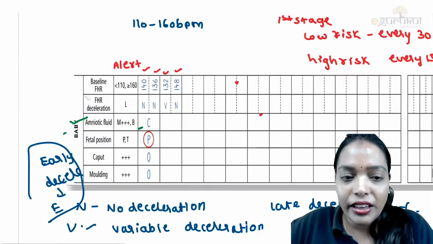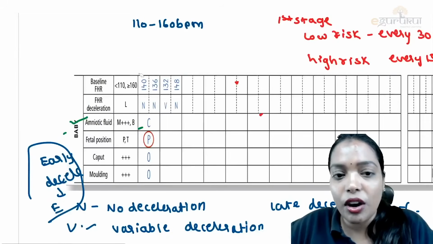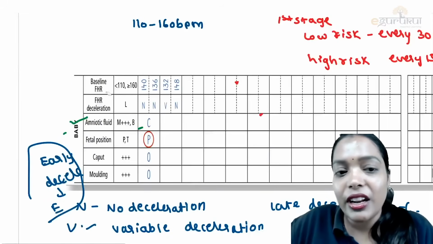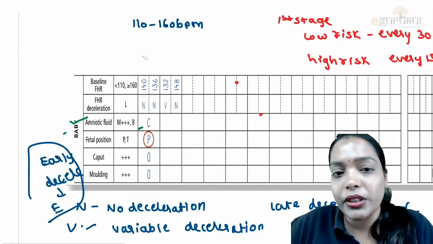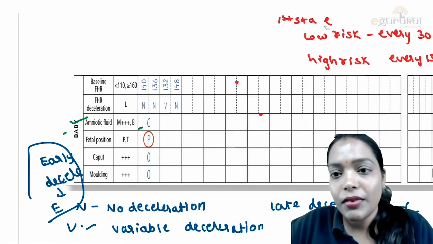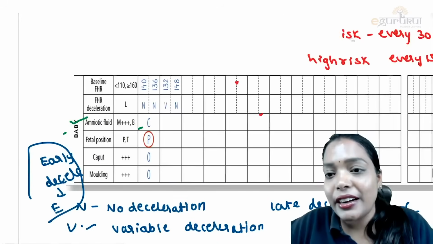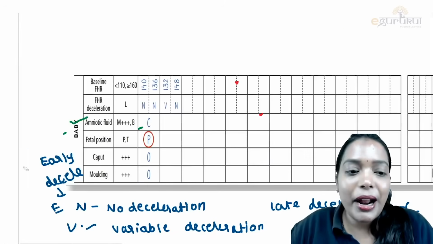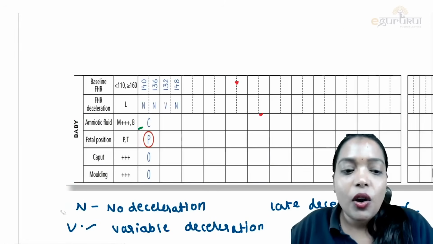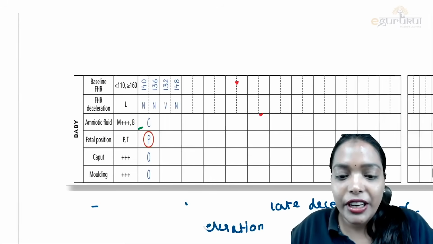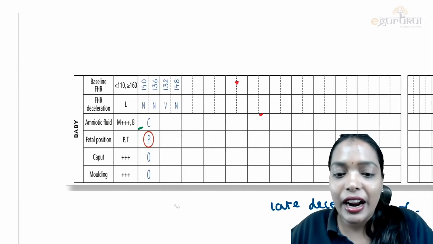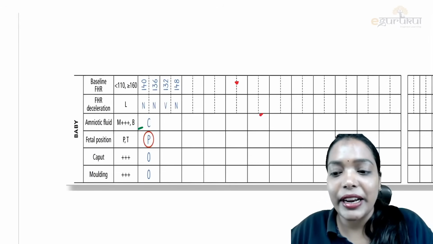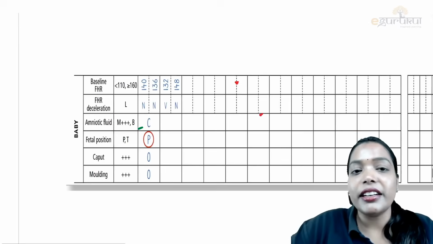I hope you all understood the alerts of baseline fetal heart rate. Alert is less than 110 and more than 160. Whereas fetal heart rate deceleration alert is whenever we have a late deceleration. Apart from that, if we have no deceleration or if we have variable deceleration or if we are having early deceleration, that is fine. But if you have a late deceleration, it is an alert.